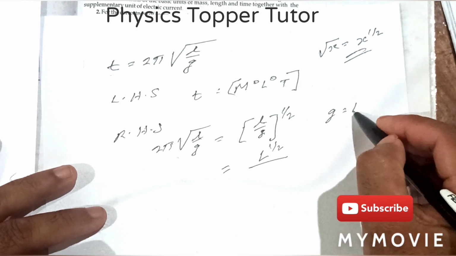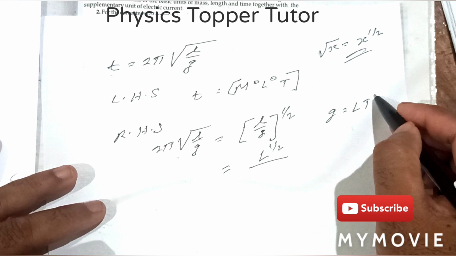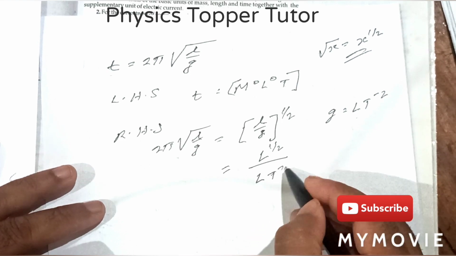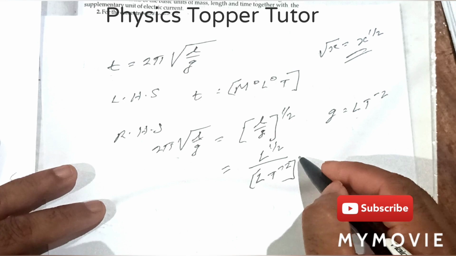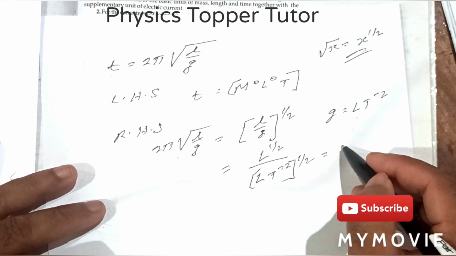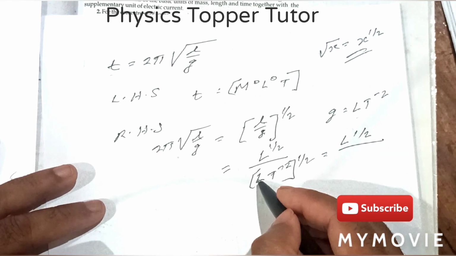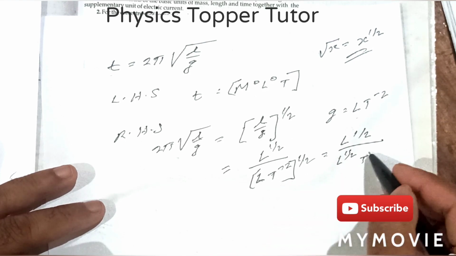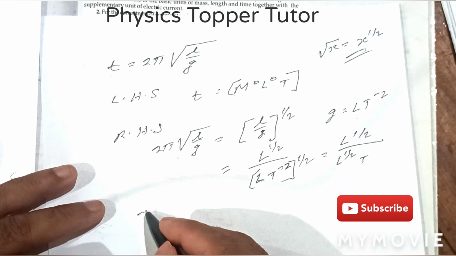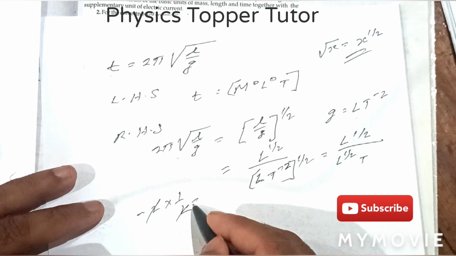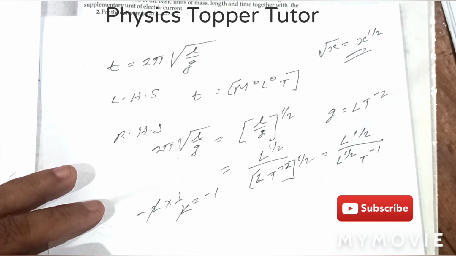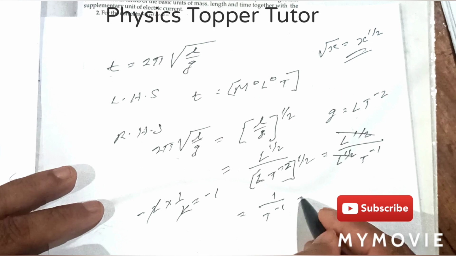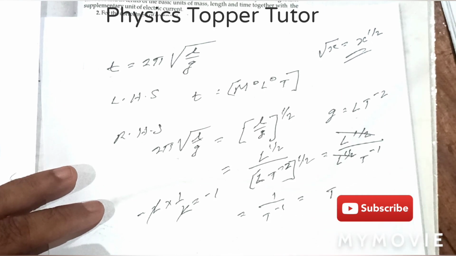G, acceleration due to gravity, is LT to the power minus 2, isn't it? Distance by time square. Okay, so you put distance by time square, but we have half. L half, and here L to the power half. Here T minus 2 into half, if you cancel, that means minus 1. So this is minus 1. So you can cancel out these two, and here you write 1 by T minus 1, or if it goes up, that means it is simply T.